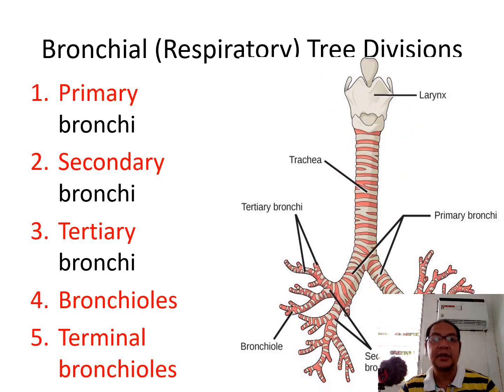Okay, so we have the primary bronchi, which is divided into left and right. After the primary bronchi, it becomes smaller: secondary bronchi, then tertiary bronchi, and then bronchioles, terminal bronchioles. Okay?